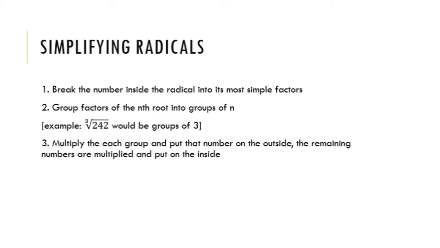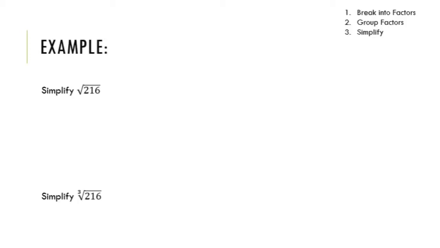Then we're going to multiply each group and put that number on the outside, and we're going to multiply each of the remaining numbers and put that on the inside. It's easier to show you than to just tell you, so let's do an example. If I try to simplify the square root of 216, I'm going to 1, break into factors, 2, group the factors, and 3, simplify.